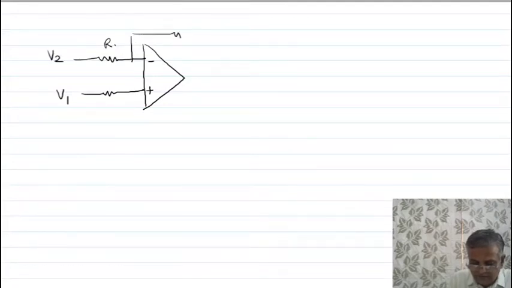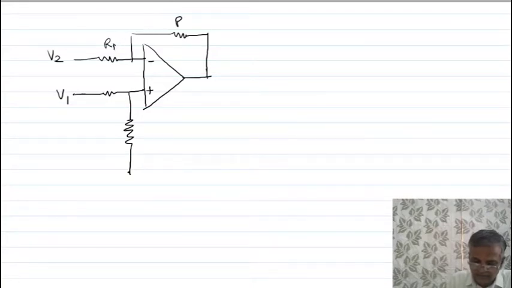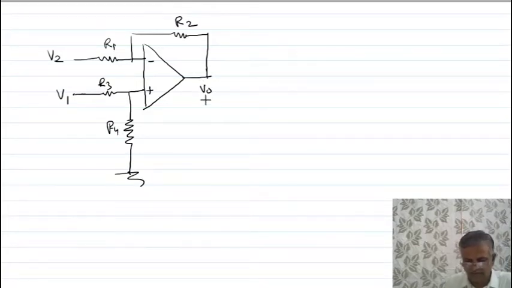Here the input voltages to the inverting and non-inverting terminals are V2 and V1 respectively. This is R1, this is R2, this is R3, this is R4, and this is output voltage VO with respect to ground. Any voltage is always with respect to ground. Here you are giving the voltage V1, and here you are giving the voltage V2. Let us find the value of the output voltage.